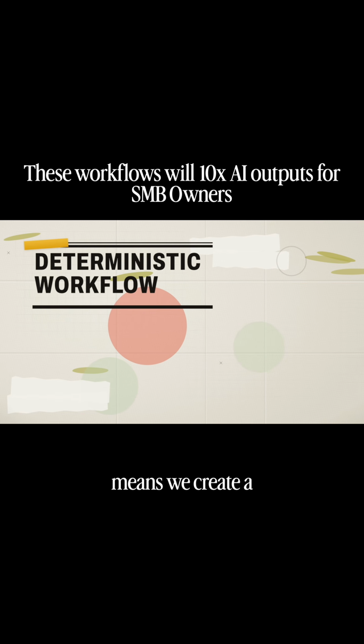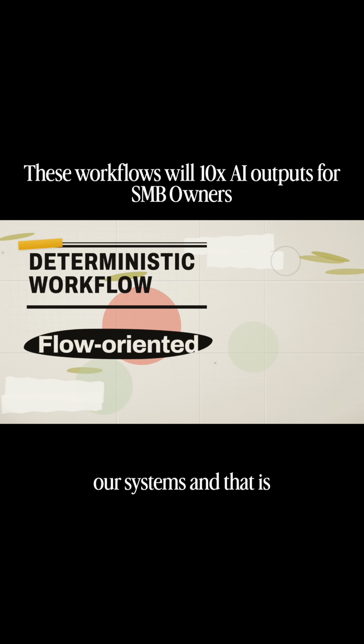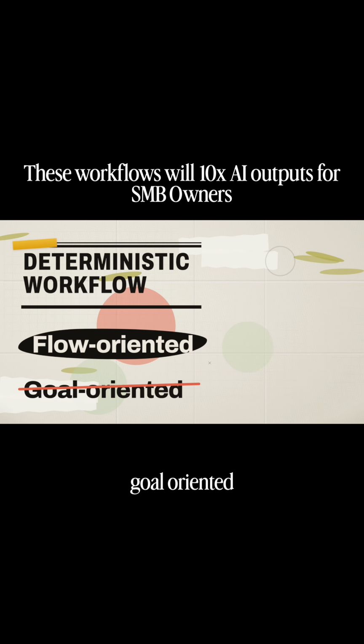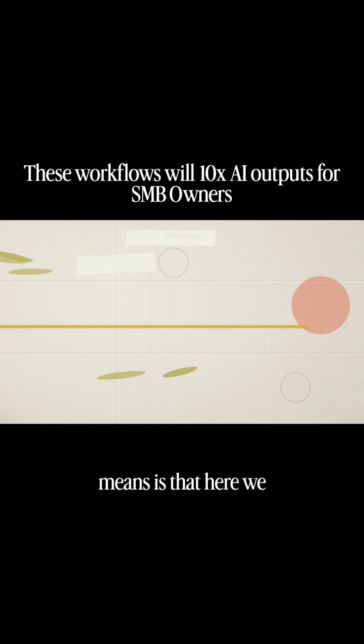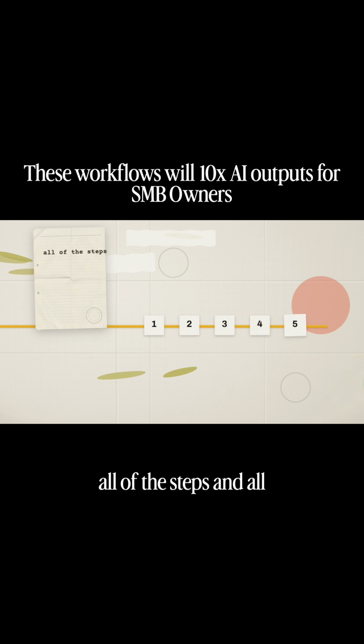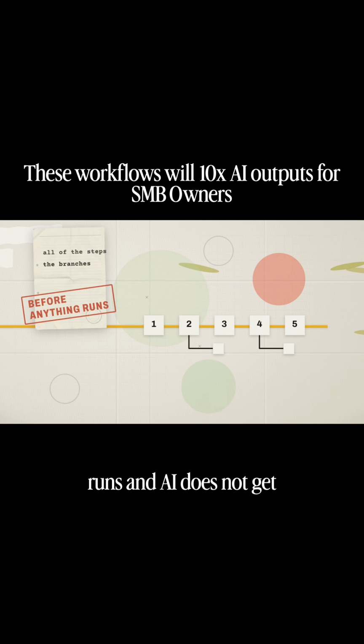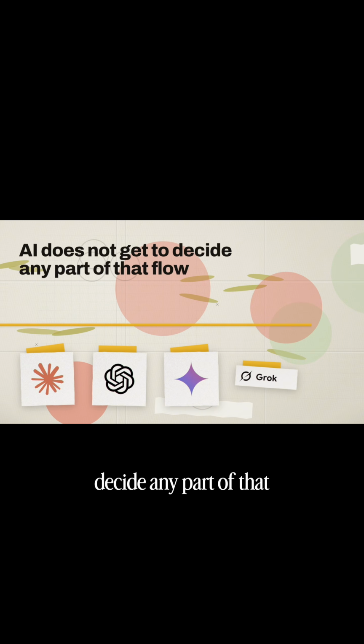Deterministic workflow means we create a process that is flow-oriented towards our systems and that is not goal-oriented. And what that means is that here we decide all of the steps and all of the branches before anything runs, and AI does not get to decide any part of that flow.